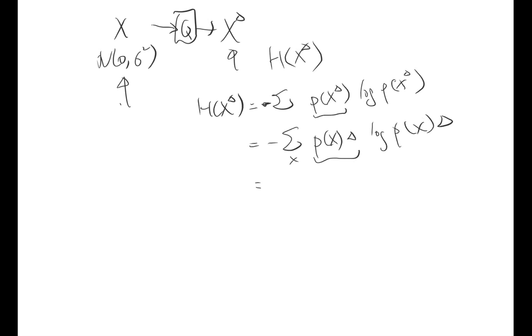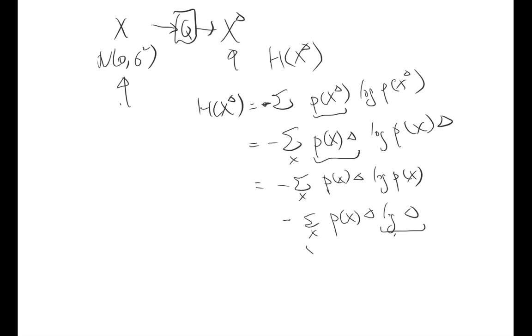So then this log here will become what? I can split the log here. I will have minus the sum over x of p(x, delta) log p(x), minus the sum over x of p(x, delta) log delta here, right? So anyway, this part here is a constant. I can put it out.